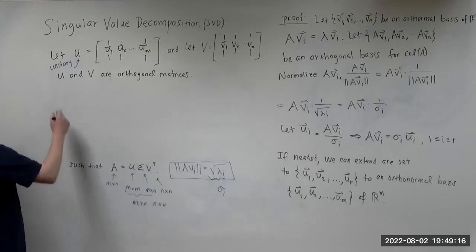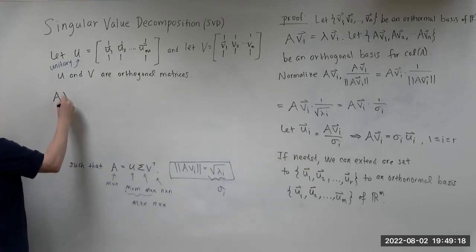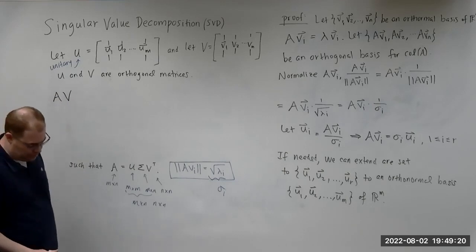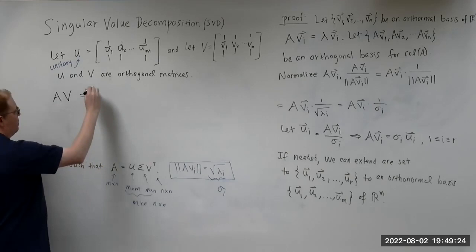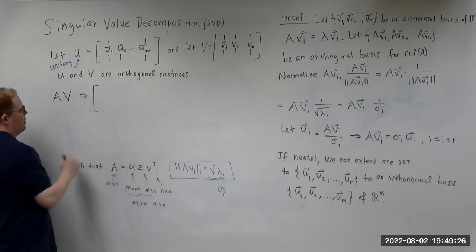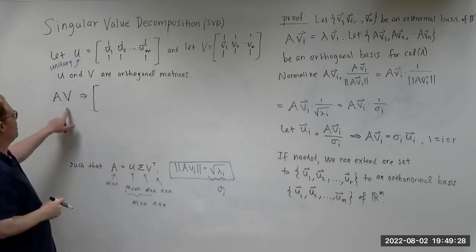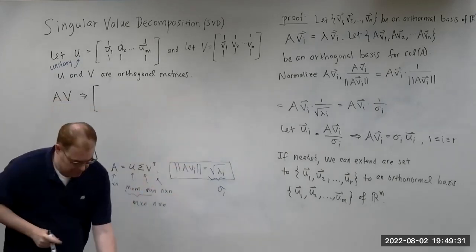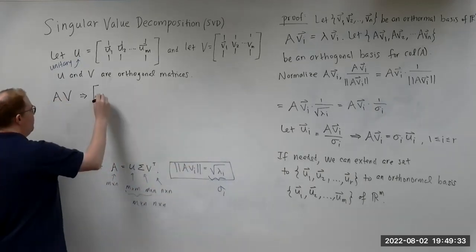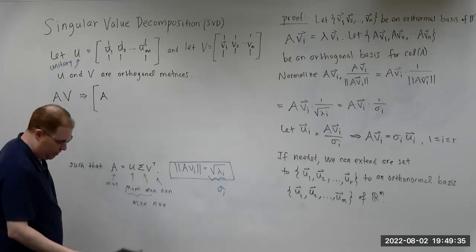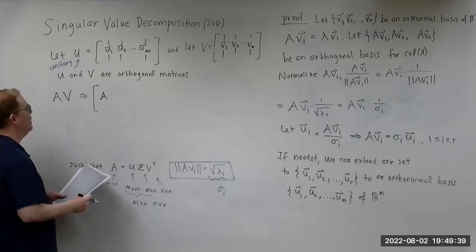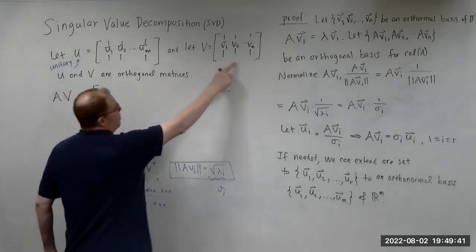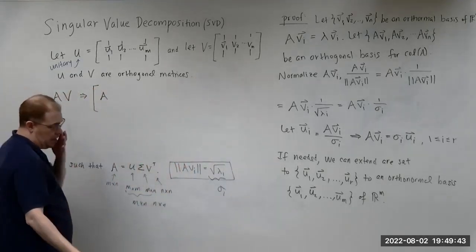Now let's see what we got here. We have A times V. A is going to act on V. Another way to represent this is that A is going to distribute into all these. Remember, that goes back to chapter two.